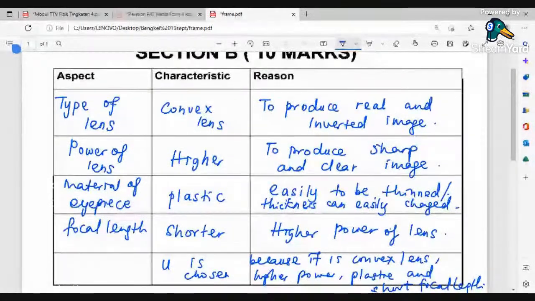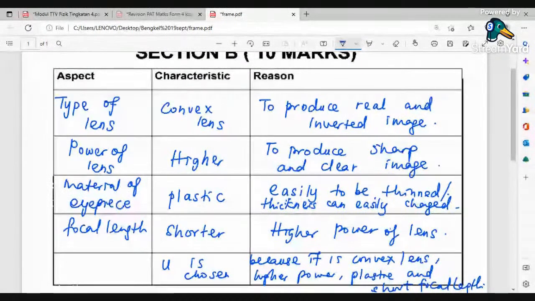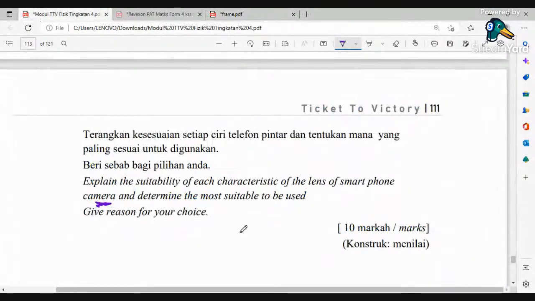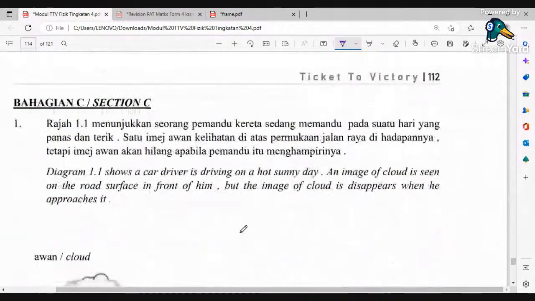Any question? Ada soalan ke? Okay, no question, then I will continue section C.